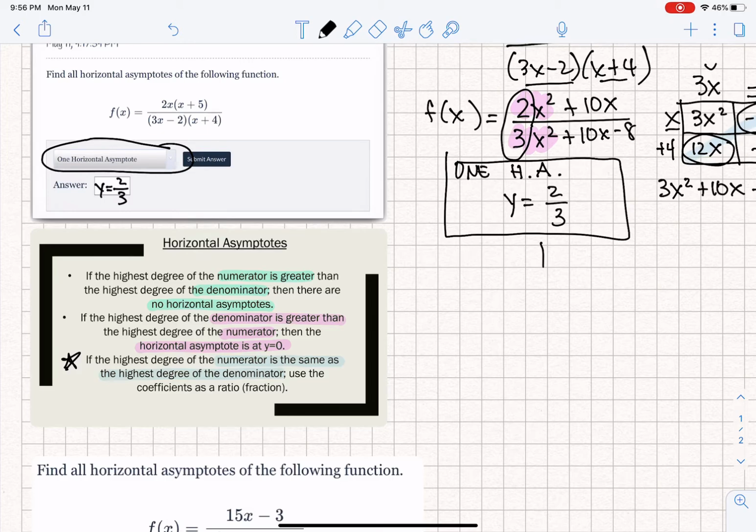That means if I were to draw this out, 1, 2, okay, 2/3 is maybe about right there. So I would have a horizontal asymptote right here. Okay, so let's go to the next one.